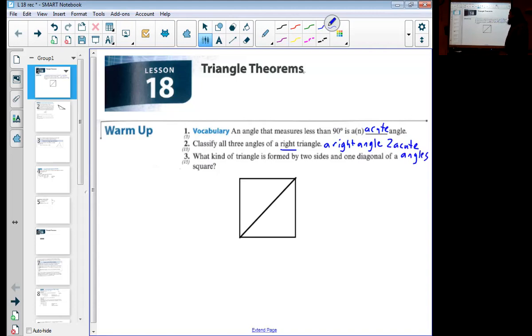And number 3 says, what kind of triangle is formed by 2 sides and 1 diagonal of a square? Well, we know that these 2 sides are going to be the same, and because it is a square, we know this is a right angle. So we are classifying it based entirely on that. So we have a right, and the 2 sides that are the same, isosceles. It is a right isosceles triangle.